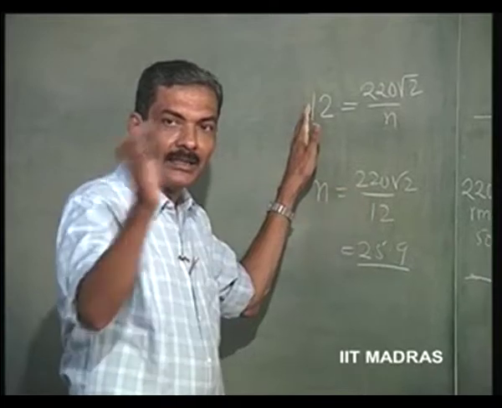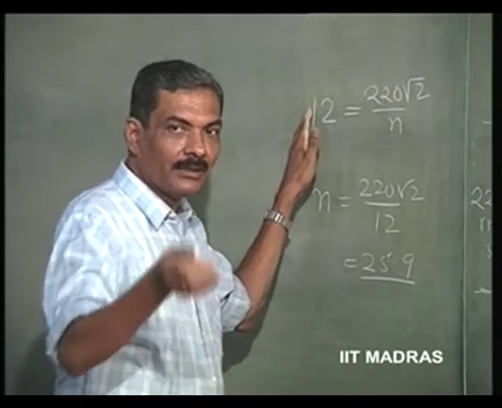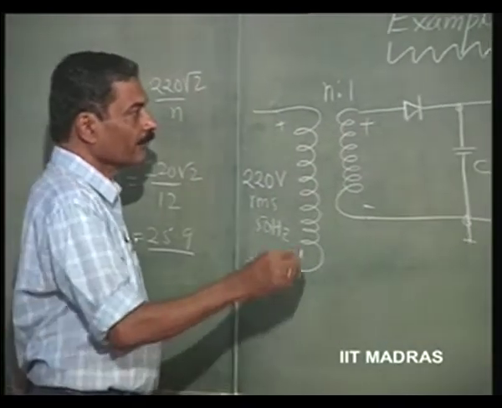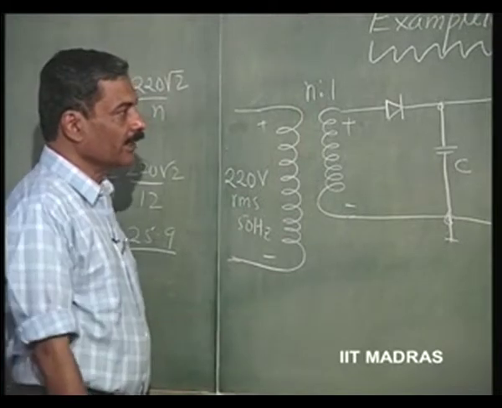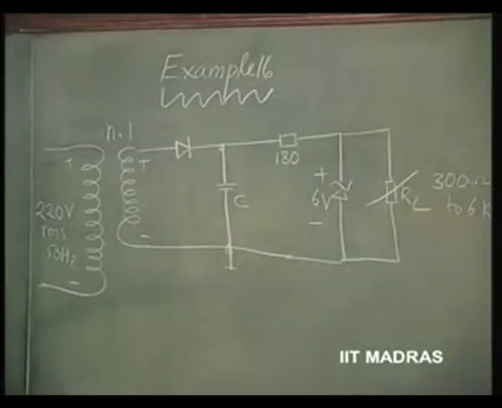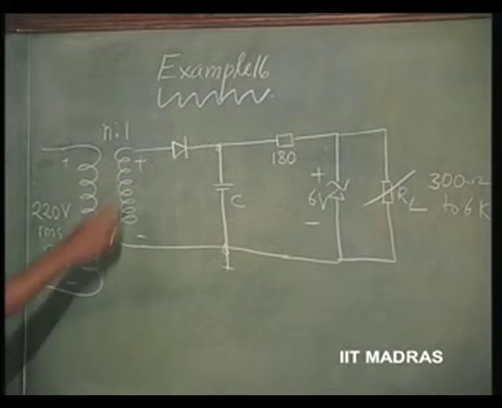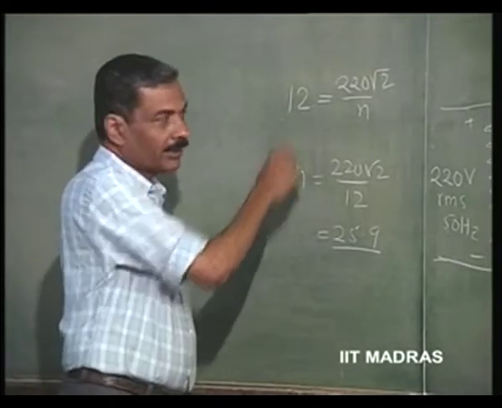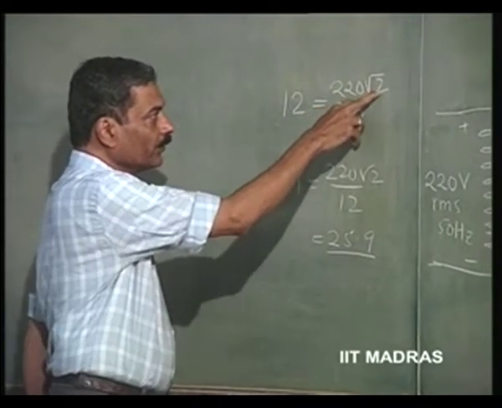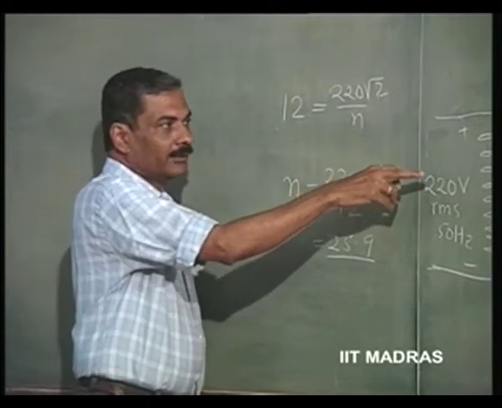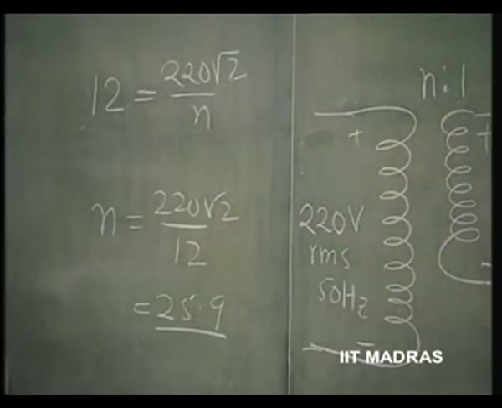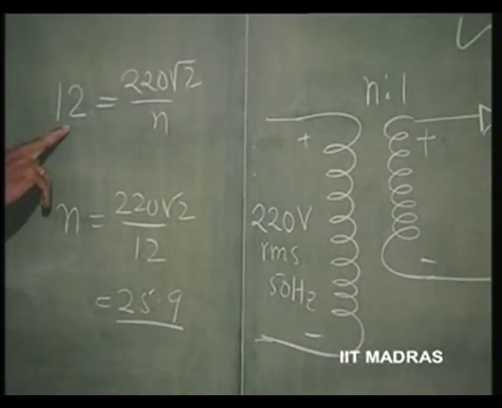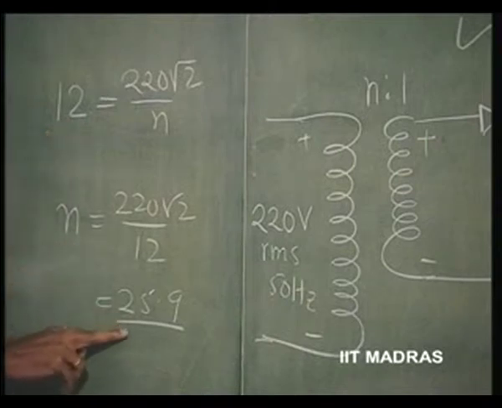Correspondingly, we can fix 10 and 15 as the minimum and maximum variation at the secondary of this point. Now, for such a thing we will design a transformer and fix up the value of capacitor. How to do that? The peak DC voltage here should be 12 volts. So, 220 root 2 divided by N is the peak voltage on the secondary side, and that is to be equated to 12 volts, and N is got as 25.9.